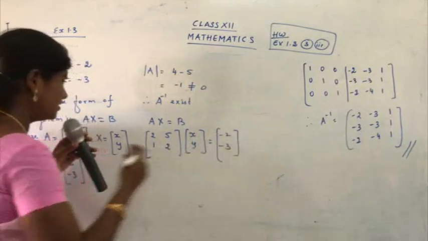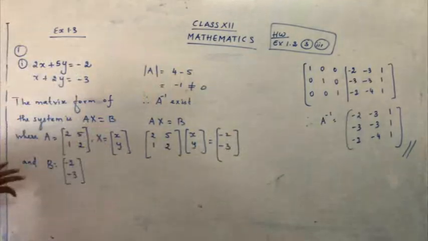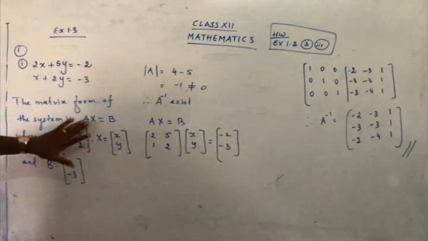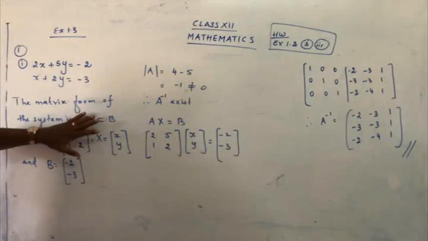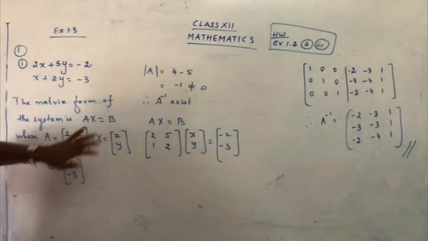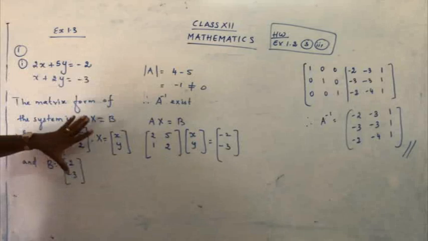This is very easy, children. The only thing is just go step by step. So a linear equation is given, write the form. What is the form of the matrix inversion method? AX is equal to B. So find A, find B, find X.